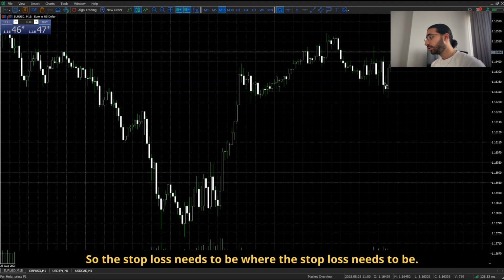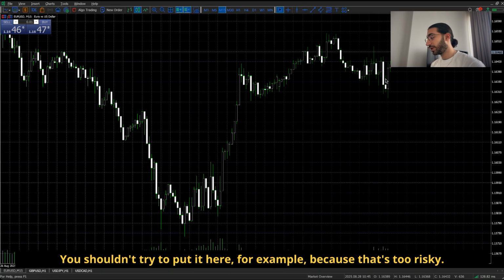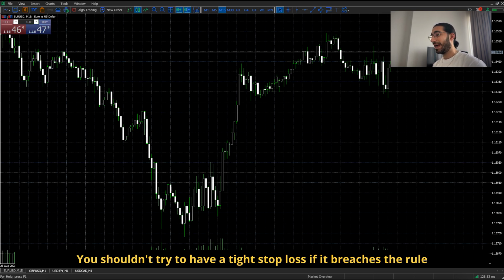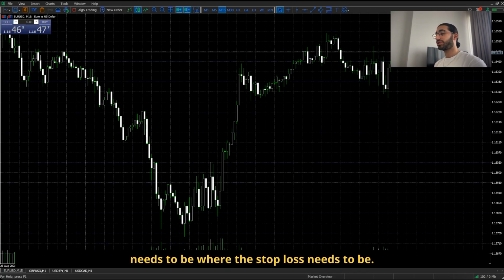You shouldn't try to put it here, for example, because that's too risky. It can come here and bounce back again and go back as a buy. You shouldn't try to have a tight stop loss if it breaches the rule that the stop loss needs to be where the stop loss needs to be.